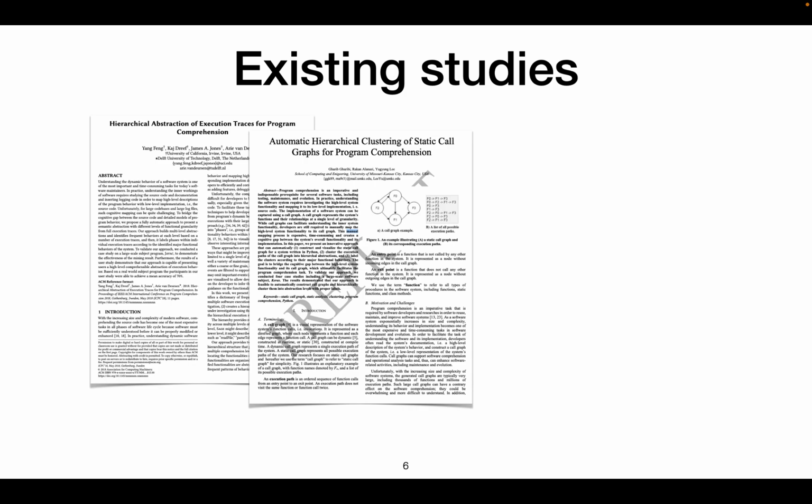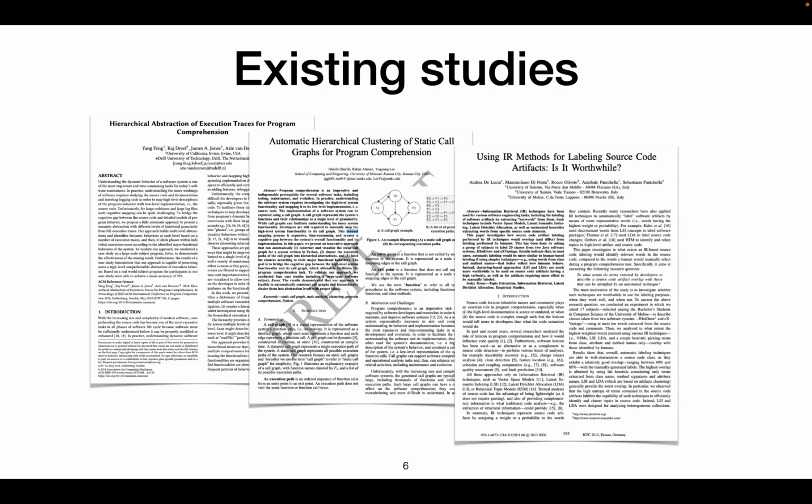They try to build an abstract cluster tree using the static call graph, from the execution paths of the static call graph, and also to name different artifacts of the source code, different IR methods are being used.